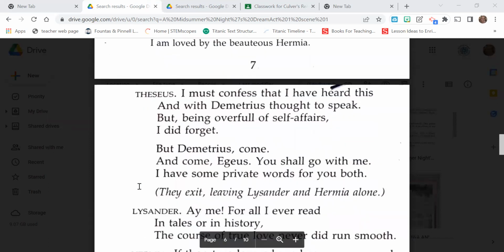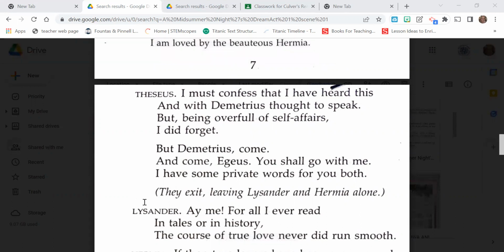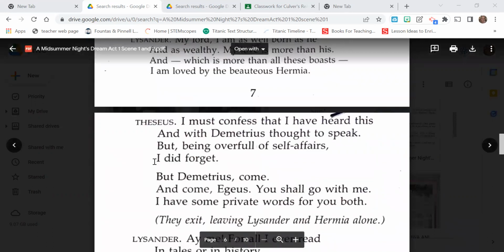And Theseus says, I must confess that I have heard this. And with Demetrius thought to speak, but being over full of self-affairs, I did forget.